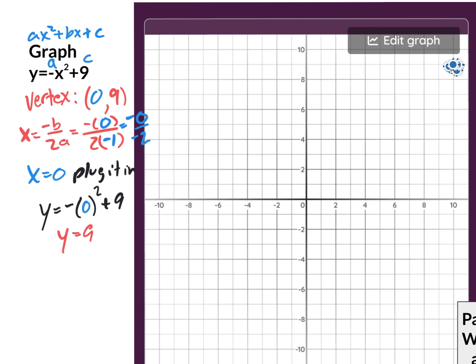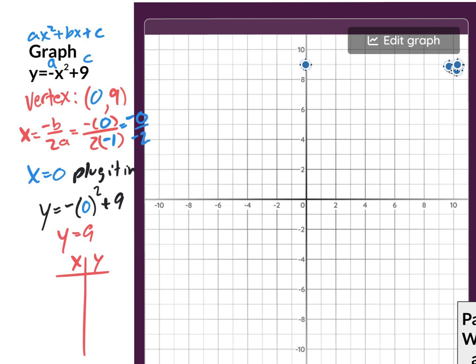So on quizzes, you're going to have this graph, and you're going to drag your mouse. When you're dragging your mouse, that's going to be your first point. So you're going to go to the location 0 on the x and 9 on the y, and you leave your point right there. That's your vertex. Then you make an input-output table to get more points, because that's your most important point, but you need more points.